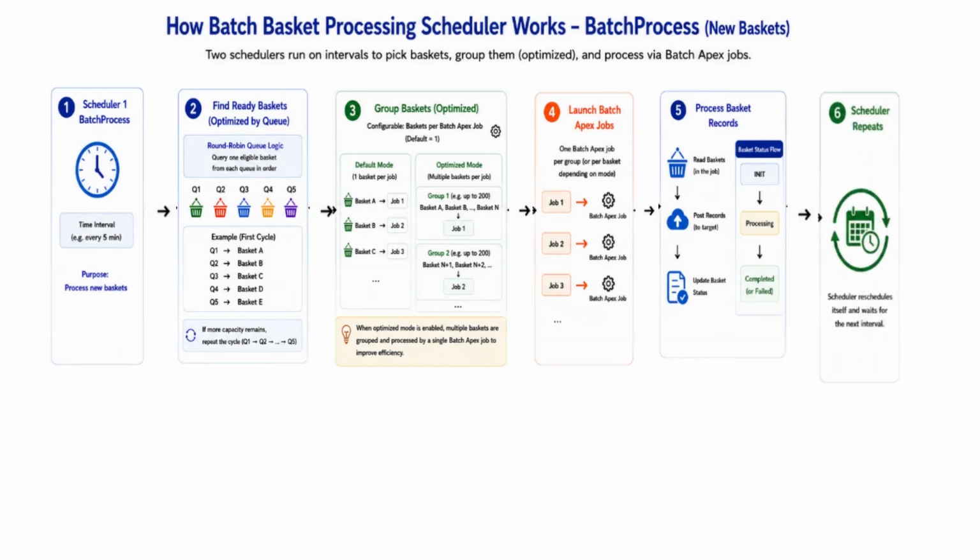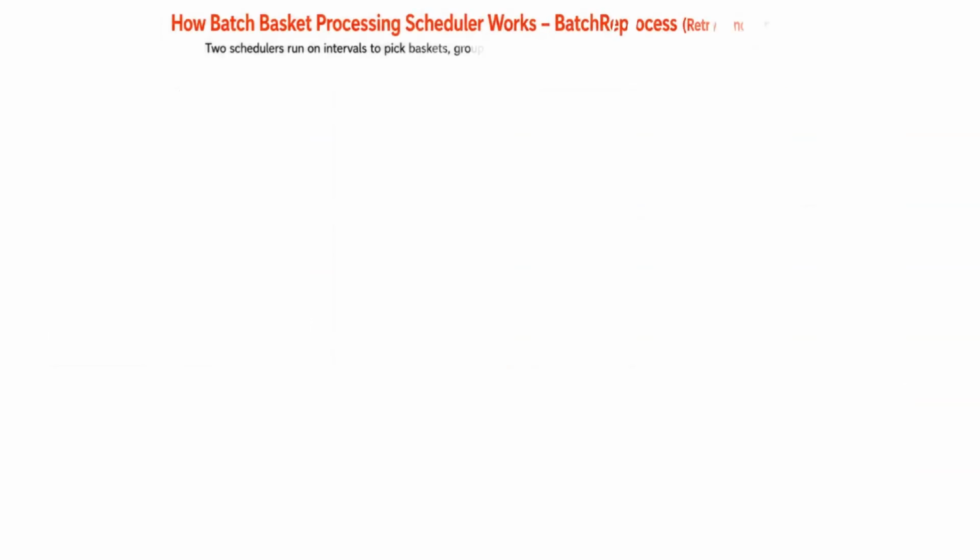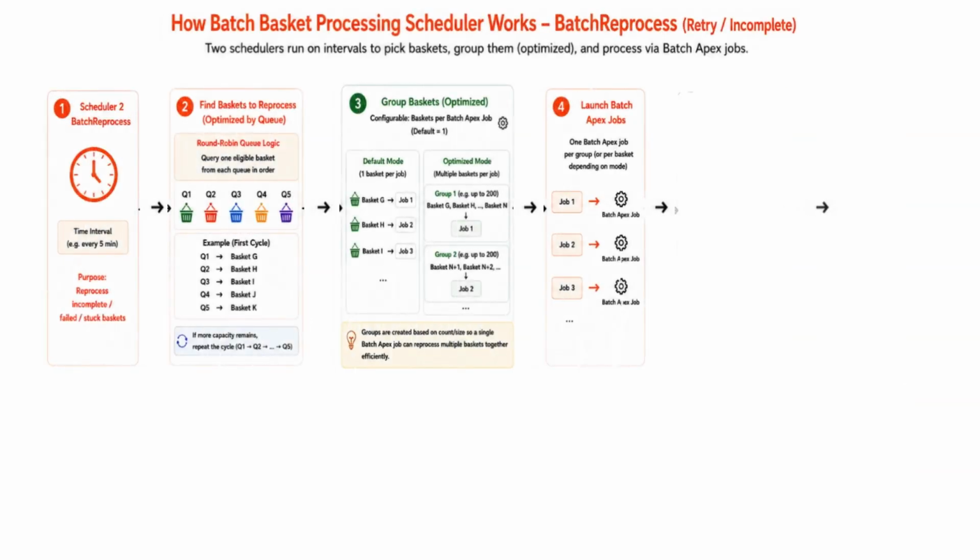Step 6. Scheduler repeats. After all batch apex jobs have been launched and the basket statuses have been updated, the scheduler completes its current execution. It then waits until the next configured time interval before running again. This continuous scheduling cycle ensures that new baskets are automatically detected and processed as they become available, providing reliable and efficient automated processing.